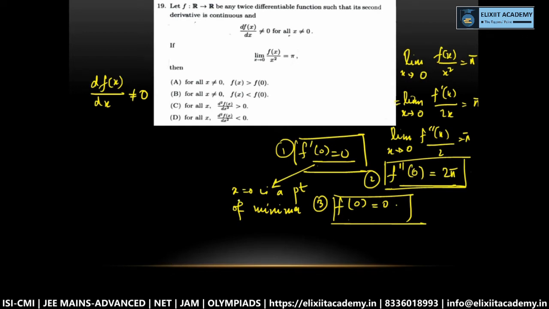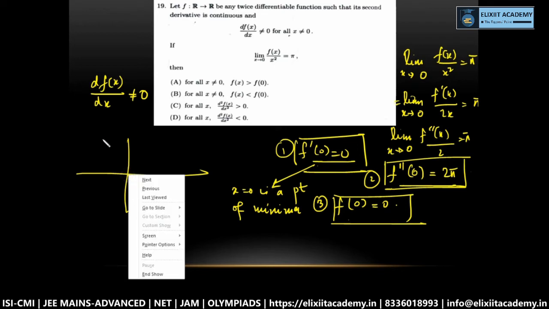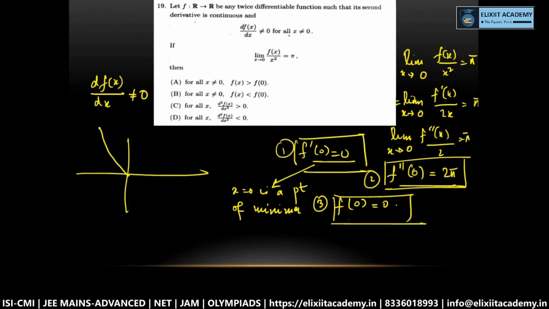So basically if we draw a rough sketch of the graph. Obviously, since f double prime of 0 is equal to 2 pi, this will be concave upward, right? So you're having the graph of the function like this. This is a rough sketch of the graph. At 0, we have f of 0.